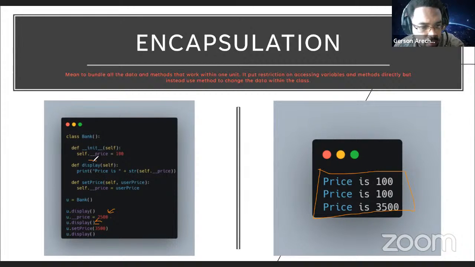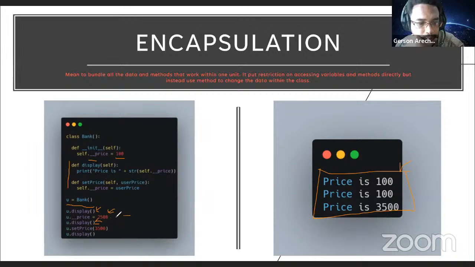So we had the property called price, and it contained the value of 100. And we have two methods. One method called display, which will display the price, and a second method called set price, which will just set the price. So we call the object here, we display the result, and it displays price 100.